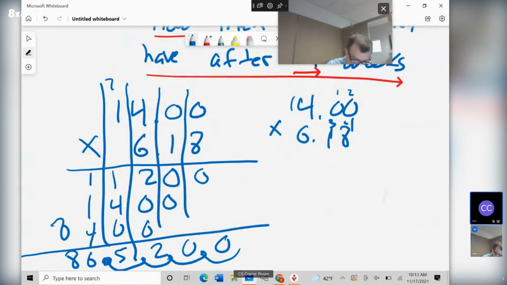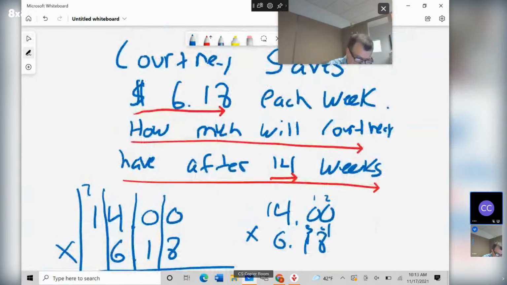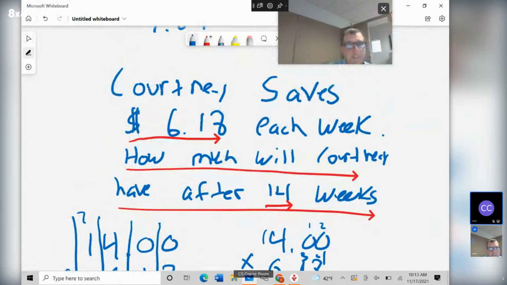Okay, so this question basically was pretty much straightforward. Courtney saves $6.18 each week. How much does Courtney have after 14 weeks? So we know it's a multiplication problem. It's just 618, she's saving that each week, times 14 weeks. Okay, so you guys, I will go ahead and put some practice up for you. Remember, usually the last sentence is really going to be the indicator asking you what it wants you to do.